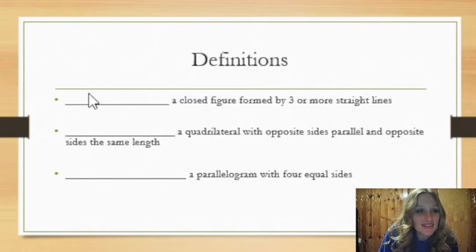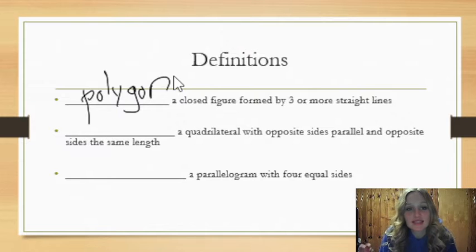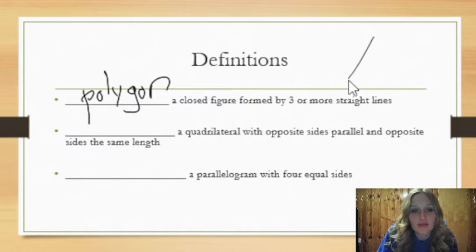So the first thing you're going to see is a closed figure formed by three or more straight lines. This is called a polygon, and a polygon basically has to be closed in. Closed means it's complete, and it has to have three or more straight lines. Let me give you an example, like a triangle.